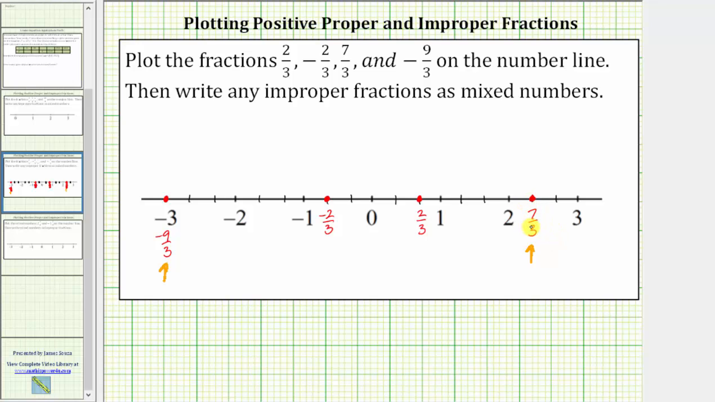Notice that 7/3 is greater than 2 and less than 3. If we start at 2 and count by 1/3, we have 2 and then 2 and 1/3. 2 and 1/3 is the mixed number for the improper fraction 7/3. Then looking at negative 9/3, notice how we can see negative 9/3 is equal to negative 3.